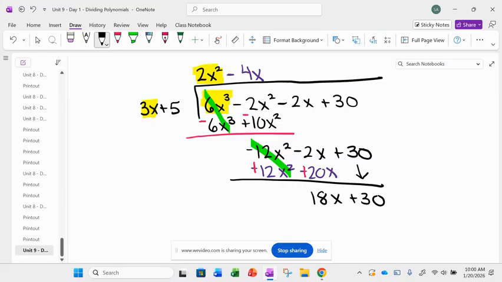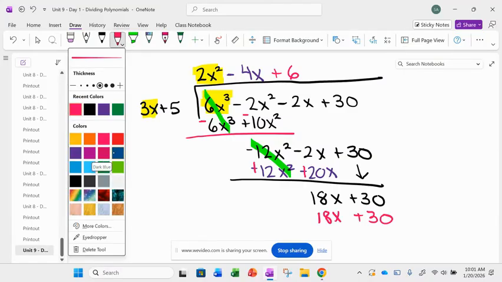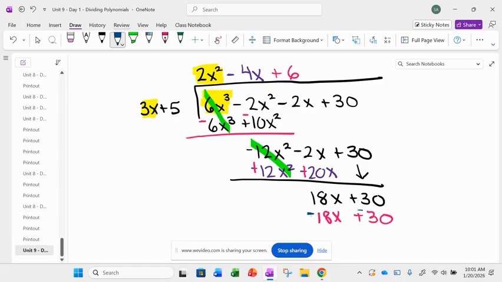3x times what will give me 18x? 3x times 6 will give me that 18x. Distribute in. 6 times 3x is 18x. 6 times 5 is 30. At this point, we have to subtract. So we're going to distribute in the negative, changing all of the signs. And then the 18x cancels and the 30s cancel. So we have a remainder of 0.